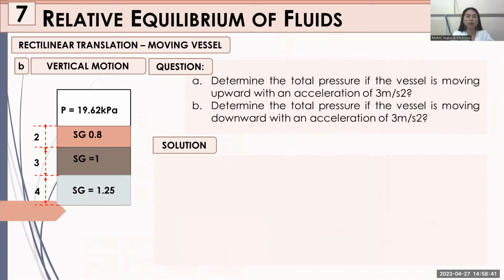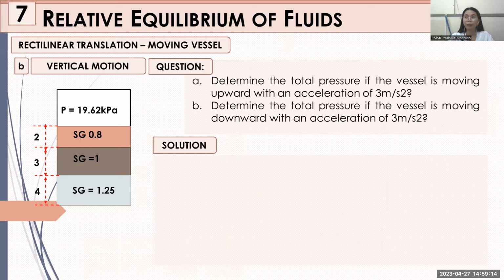So you have a vessel here, a closed vessel or a closed tank. Bakit ko nasabing closed tank ito? Kasi meron tayong pressure, that is 19.62. Kasi kapag open naman, wala tayong pressure na kinoconsider. So malamang sa malamang, closed itong tank na ito. So sa vessel na ito, meron tayong tatlong fluids. Meron tayong specific gravity na 0.8, 1, and 1.25.